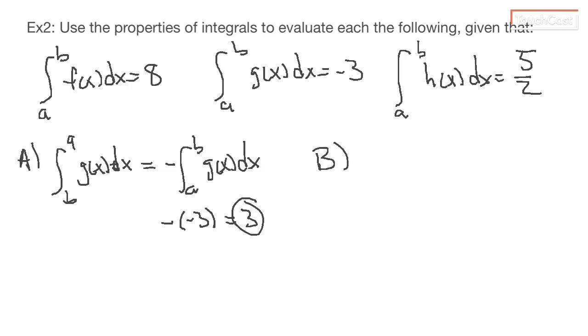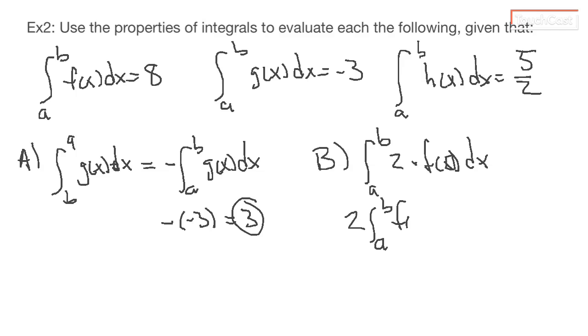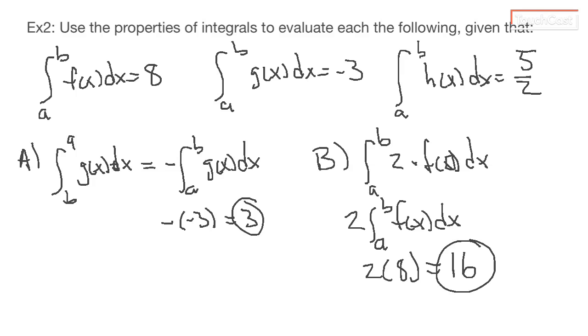Let's look at b. We're taking the integral from a to b of 2 times f of x with respect to x. This one looks a lot like our fourth property from our list, which says we can take 2 times the integral from a to b of our function with respect to x, and we know that the integral from a to b of f of x is 8. So 2 times 8 is 16. So our answer is 16.